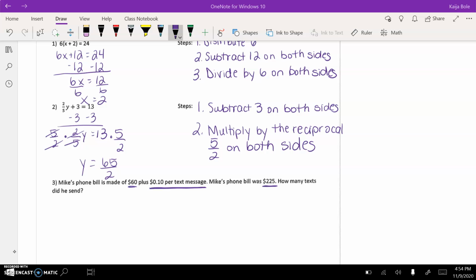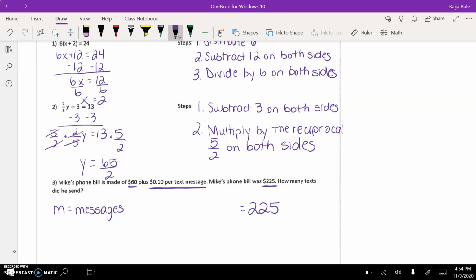So first of all, you have to think, well, what are we looking for? We're looking for text messages. I'm going to call them M for messages. Please do not use the letter T. The letter T starts to look like a plus sign, especially for those of you that are very neat with your writing. So we know in total he spent $225.